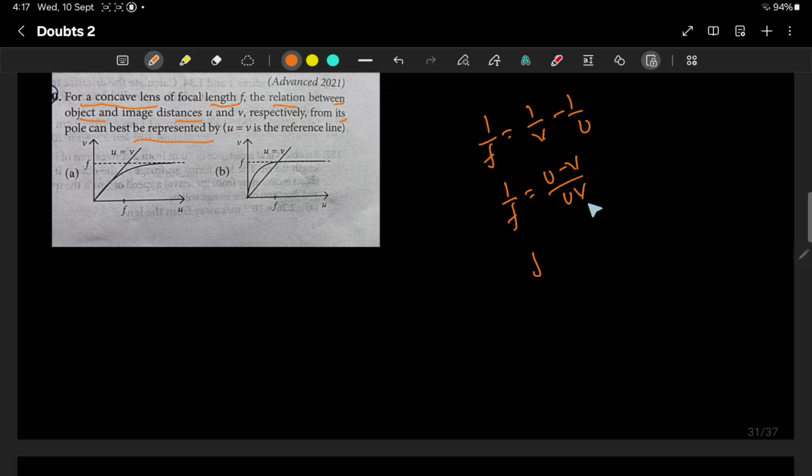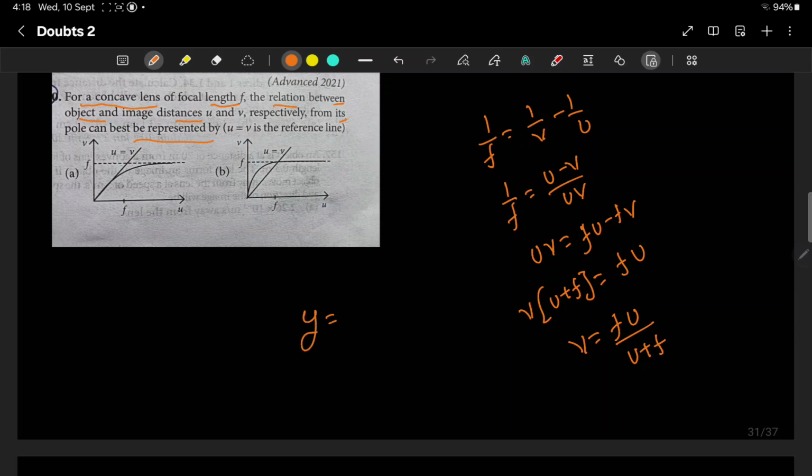Then we can rewrite it as uv equals fu minus fv. We can take v in common. If you bring it to the left, what will we get? So v(u plus f) equals fu. So v is nothing but fu divided by (u plus f). So here u is on the x-axis, v on the y-axis. So y equals f times x divided by (x plus f), where f is a constant. So here, if you see, this is what we are getting.